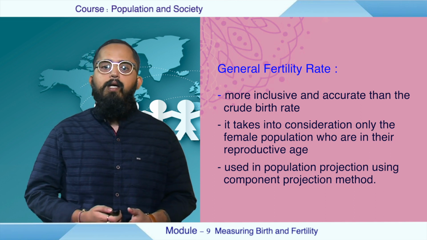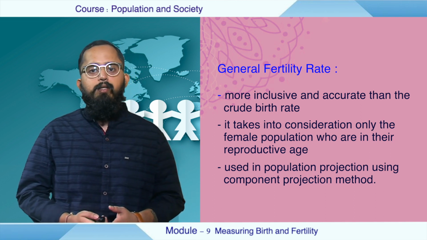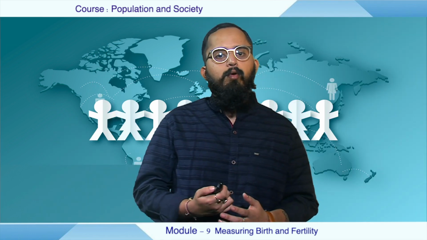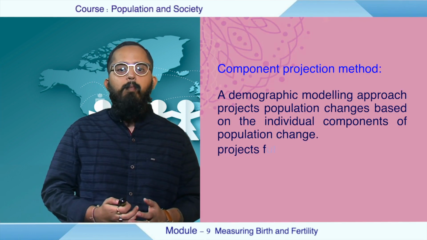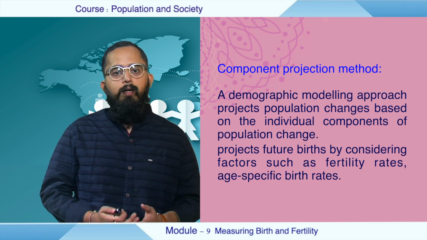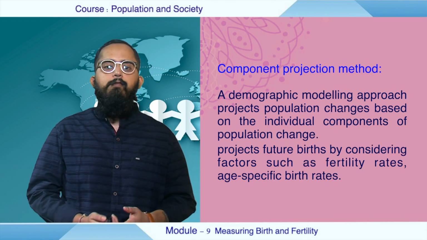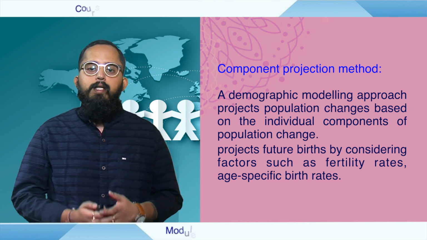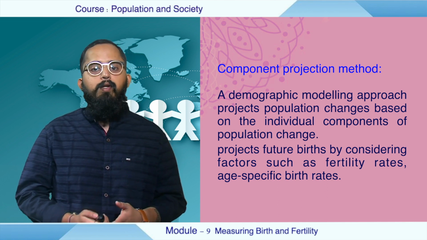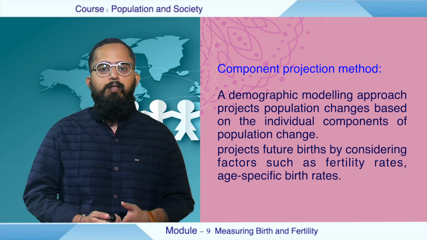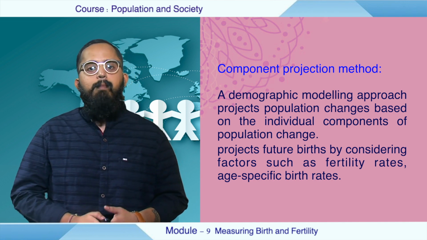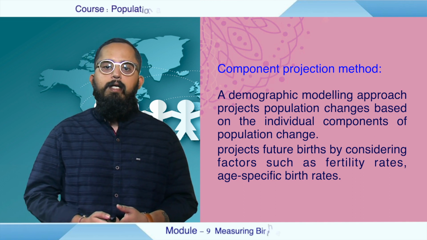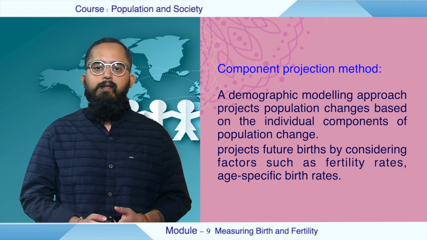This measure is generally used in population projection using the component projection method. Now, what is the component projection method? In the context of population projection, the term component projection method typically refers to a demographic modeling approach that involves projecting population changes based on the individual components of population change. In terms of births, the method projects future births by considering factors such as fertility rates, age-specific birth rates, and other relevant demographic information.